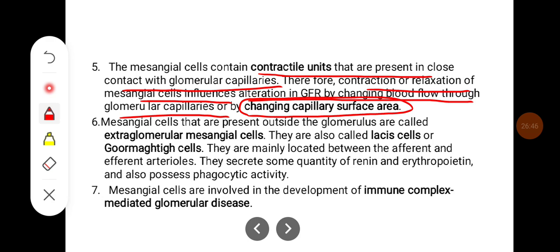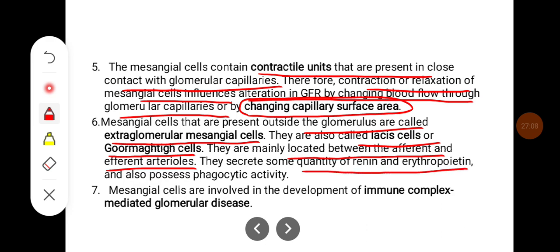Mesangial cells that are present outside the glomerulus are called extraglomerular mesangial cells, and they are also called Lacis cells or Goormaghtigh cells. They are mainly located between afferent and efferent arterioles. They secrete some quantity of renin and erythropoietin and also possess phagocytic activity. Mesangial cells are involved in the development of immune complex mediated glomerular disease.